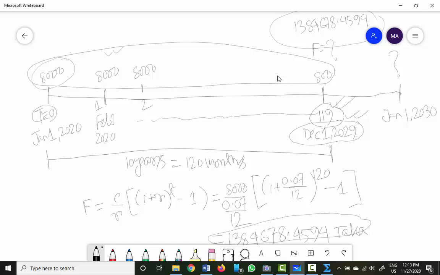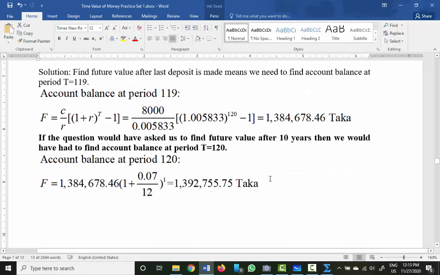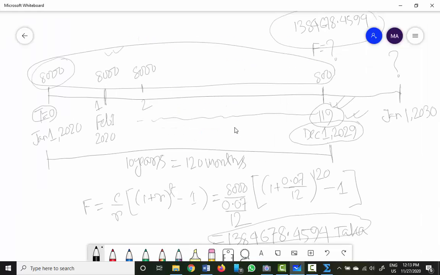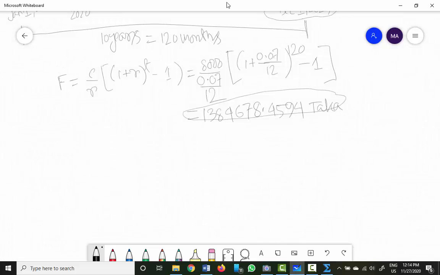So if the question asks you how much will be in the account after 10 years, we would have to find the account balance at period t equal to 120. That means we need to move forward and find the future value here. This is the single amount, and we need to move this amount 1 month forward.